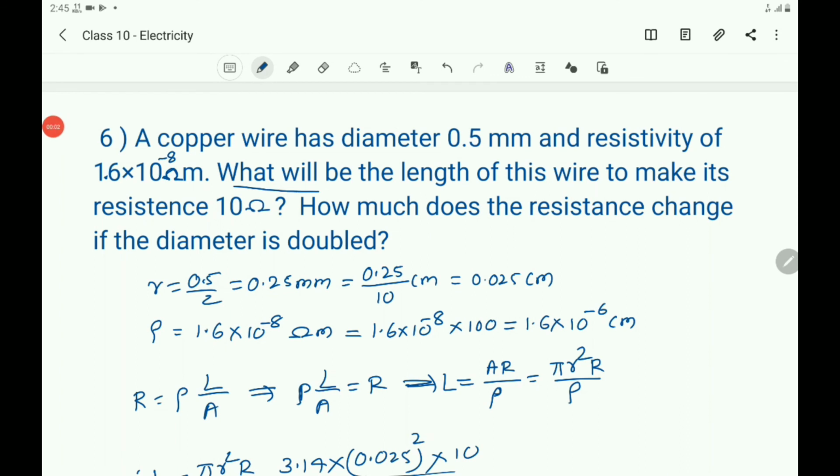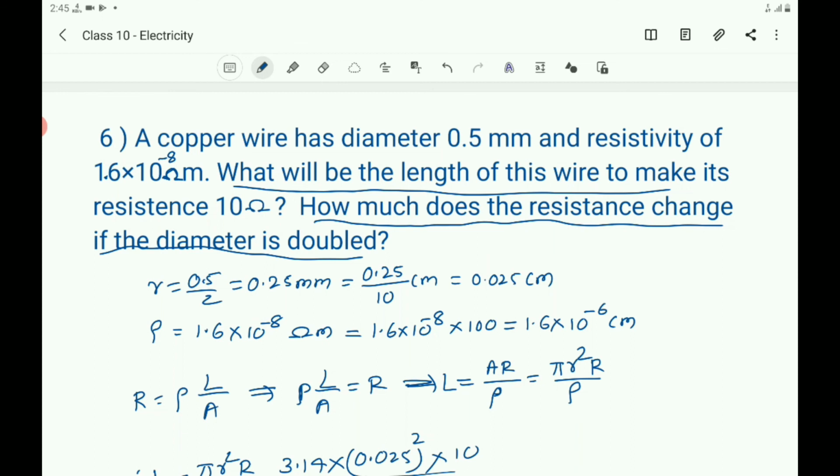Here you got the answer for this question. What will be the length of this wire to make its resistance 10 ohm? That is 122.7 meters. The next one is, how much does the resistance change if the diameter is doubled? If the diameter of wire is doubled, the resistance becomes 1/4. How will you get this?